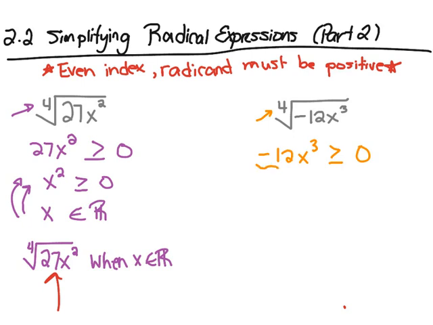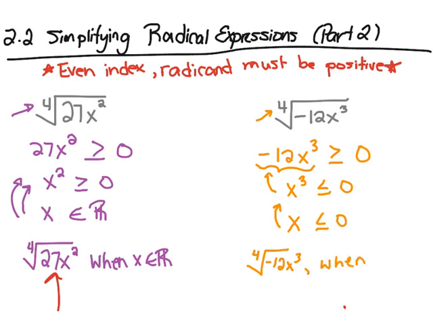To make this whole thing positive, though, x to the power of 3 has to be a negative number, because a negative times a negative will make a positive. And that means that our x value will have to be a negative number, because an x value to the power of 3 will make it negative. So for this one, the fourth root of negative 12 x to the power of 3 is defined when x is less than or equal to 0. And it can also be 0, because a 0 will work under the radical as well.